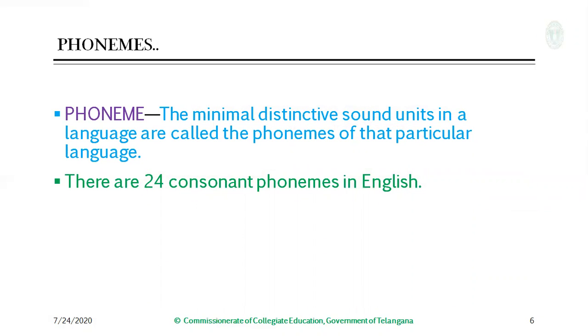Before that, we have to know what the phoneme in the language is. Phoneme is the minimal distinctive sound unit of the language. It means we have 44 phonemes in English language, 20 vowel phonemes and 24 consonant phonemes. The minimal distinctive sound unit in a language is called the phoneme.